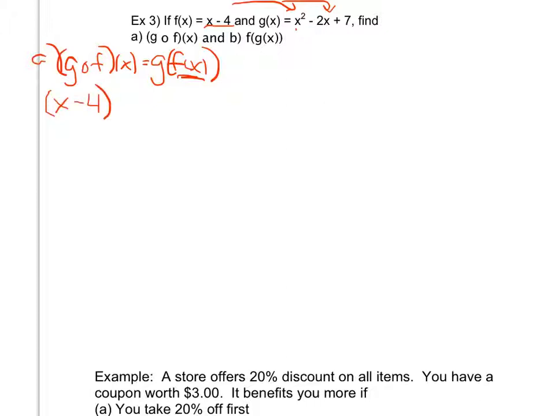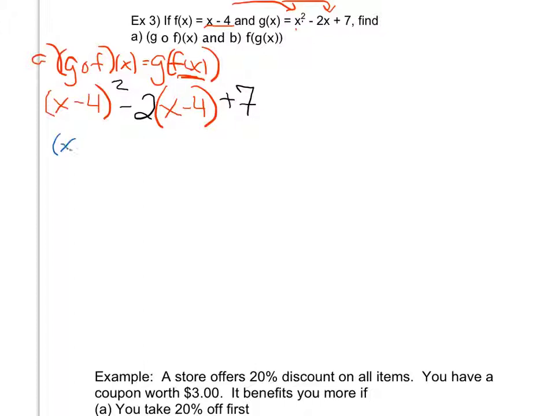I'm going to keep the square, keep the minus, keep the 2. And then when I run into my next x, this one here, I again am going to replace that with x minus 4, which is my f. And then once again, I'm going to keep the plus and I'm going to keep the 7. So now I'm going to see if I can simplify this. Well, I can simplify right away, x minus 4 squared.